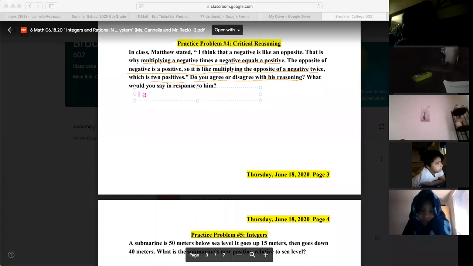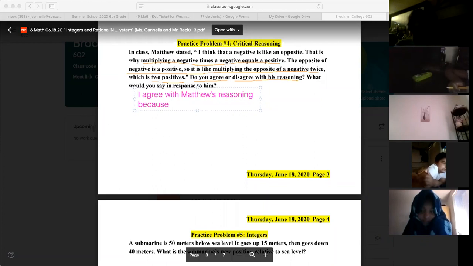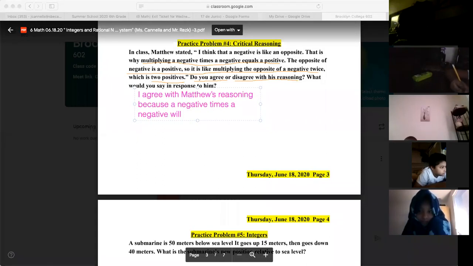Yeah. So you agree, why? Why do you guys agree? Why do you agree? Somebody. Because a negative times a negative is a positive, and the opposite of negative is also positive.